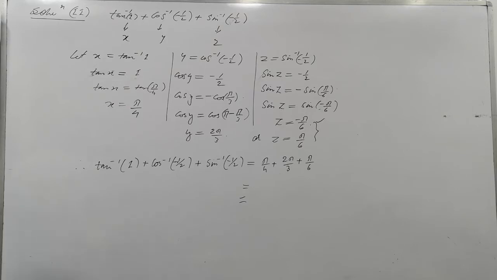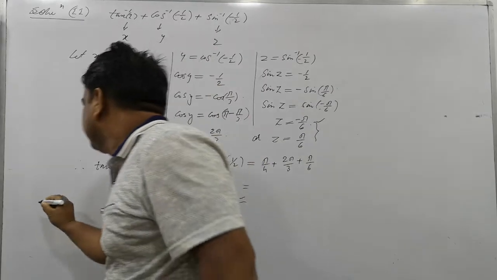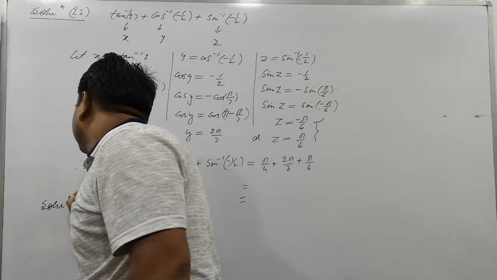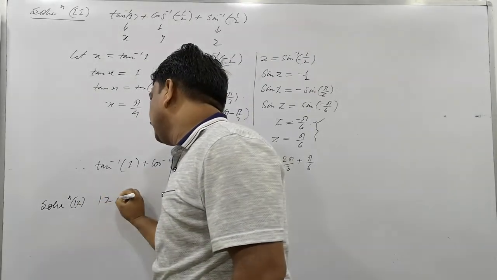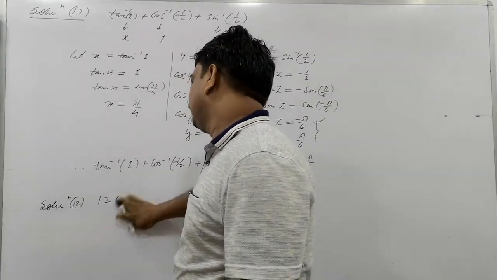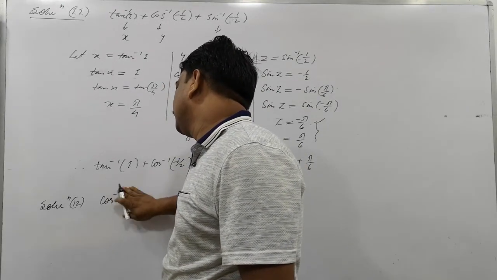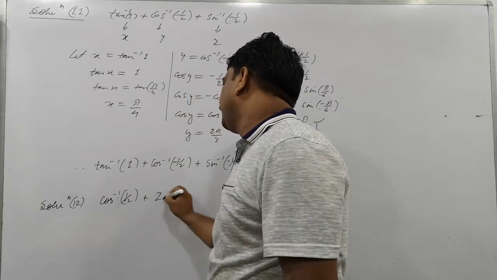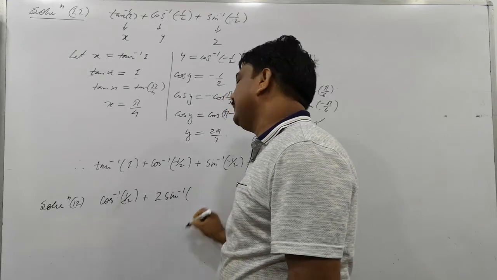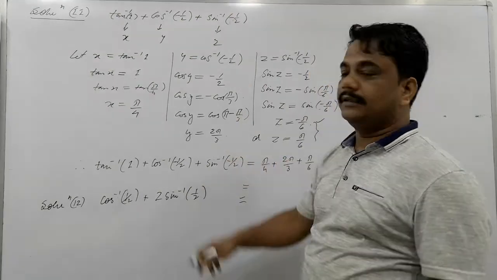Now, question number 12. Solution 12. The question is cos inverse 1 by 2 plus 2 times sin inverse 1 by 2. Okay, the two values are here.